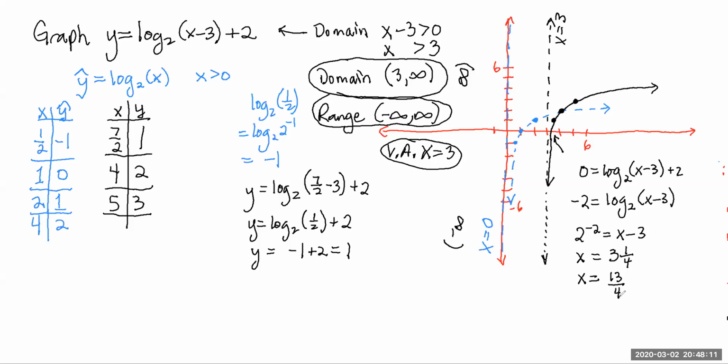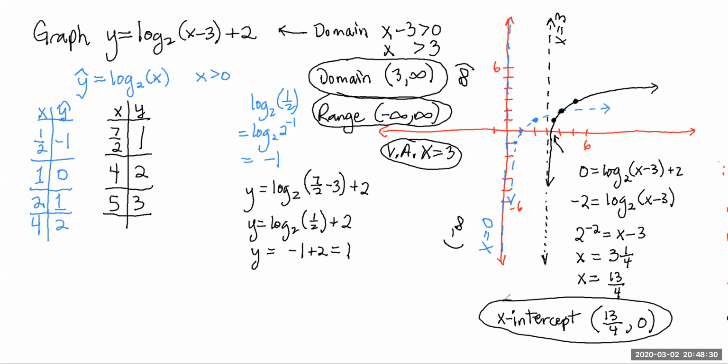Let's translate our x-intercept into an ordered pair. So our x-intercept translated as an ordered pair is 13/4, comma 0. And so there's the graph with lots of different characteristics. I hope that helps.